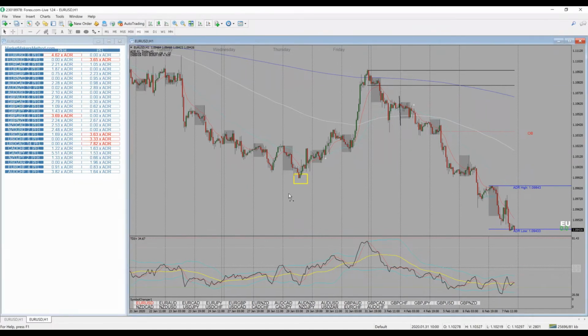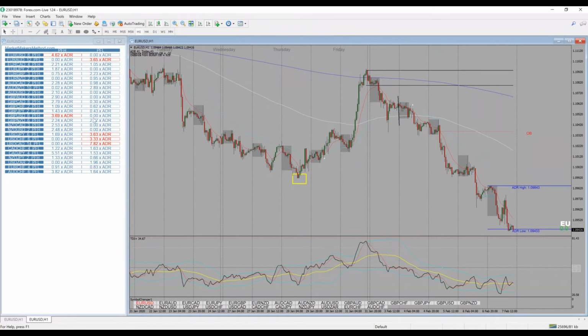So let's clear all drawings. Now let's take a look at a different pair. Let's see what we got here. Australian dollar, US dollar.